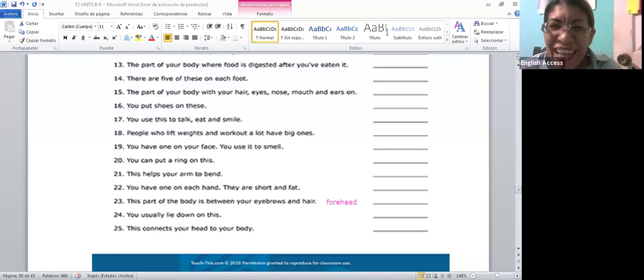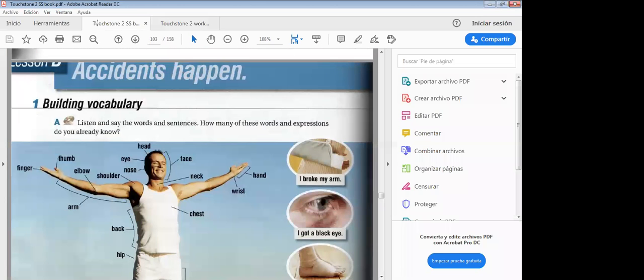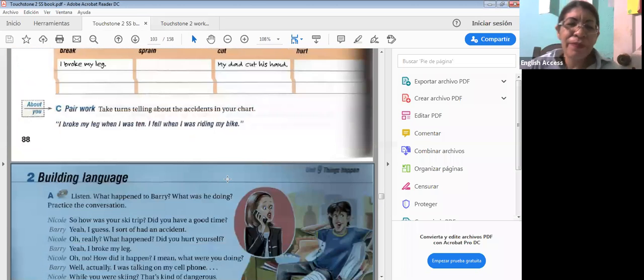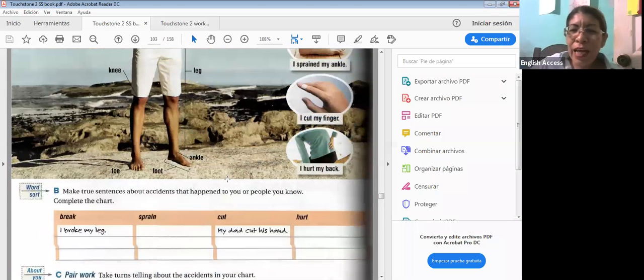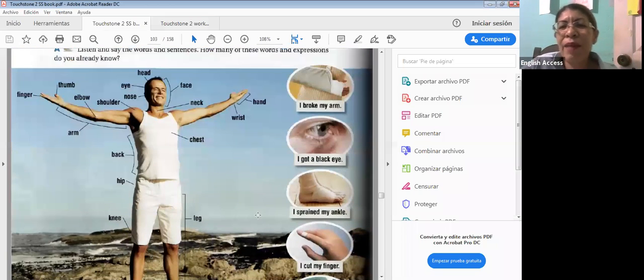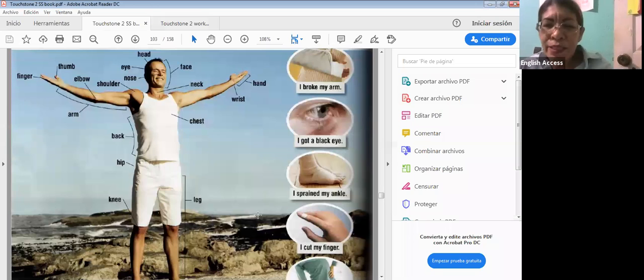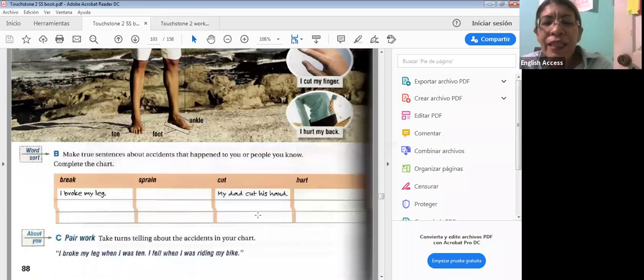Okay, guys, I remember that yesterday we didn't check an exercise that you were doing in lesson B. Yes, this one. We were talking about accidents, and we had these expressions like got a black eye, broke my arm, sprained, cut. And you were going to complete this chart. So let's see, with break, we have an example. I broke my leg.